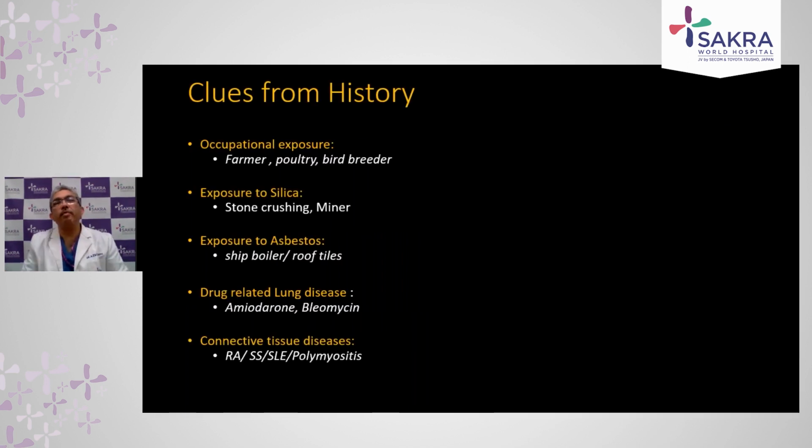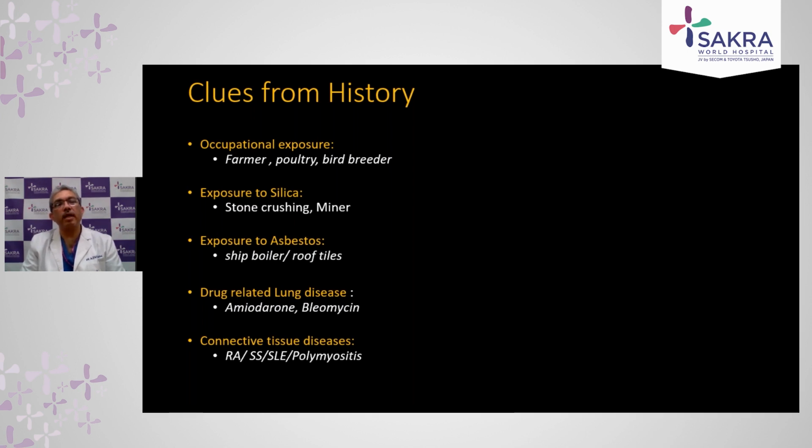So it's important that we take the clues from the history of the patient, what kind of exposures there have been, especially if there is a clue that the person has occupational exposure to farming, poultry activities, or is a bird breeder, has been exposed to silica or other mining activities, stone crushing activities, road construction, etc., or has exposure to asbestos like ship boiling, tiles, roofing, etc.